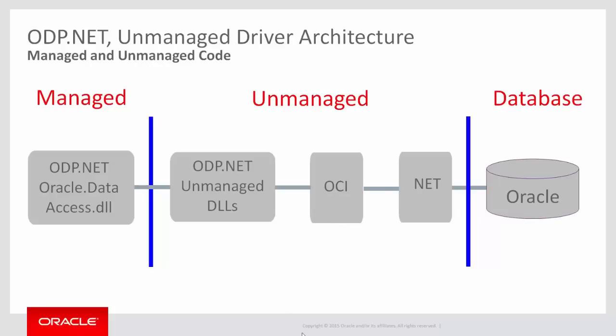And on the left side, you see that in ODP.NET, we have the Oracle.DataAccess.dll. This DLL is fully managed. It's always been fully managed since we first introduced it. What it sits on top of is the rest of the Oracle client layer. To the right of that, you have the unmanaged stack, which includes ODP.NET's own unmanaged DLLs, then the Oracle Call Interface, which we abbreviate to OCI. That's a C layer. And then the Oracle networking layer, which we'll just call NET. All that sits on the client layer and communicates with the Oracle database.